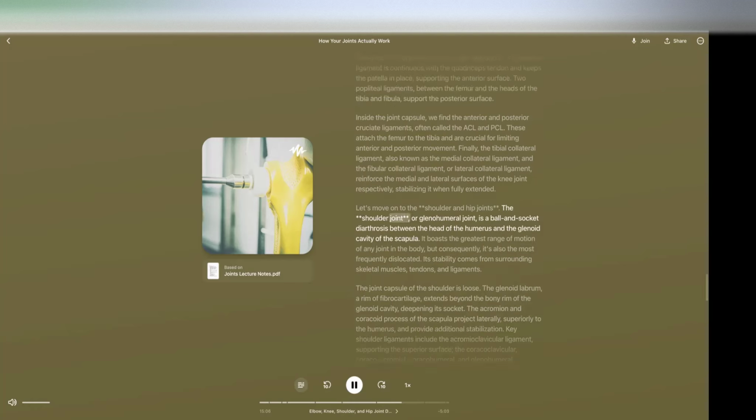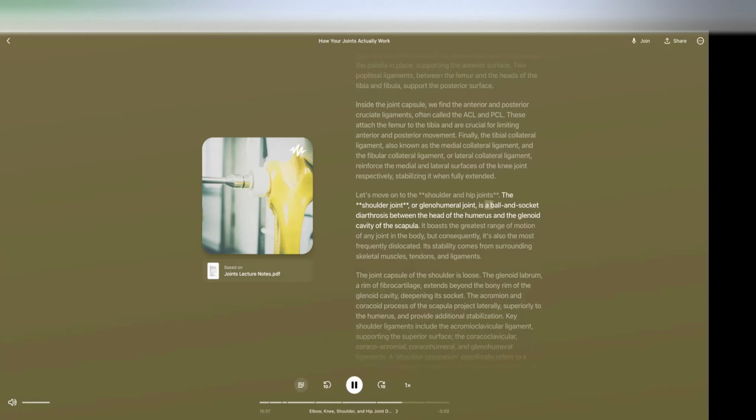The shoulder joint, or glenohumeral joint, is a ball and socket diarthrosis between the head of the humerus and the glenoid cavity of the scapula. It boasts the greatest range of motion of any joint in the body, but consequently, it's also the most frequently dislocated. Its stability comes from surrounding skeletal muscles, tendons, and ligaments.